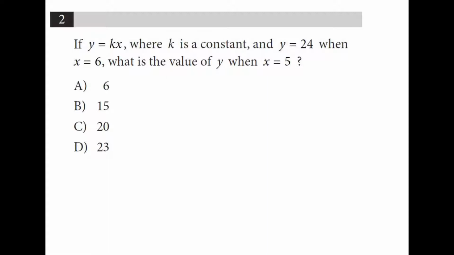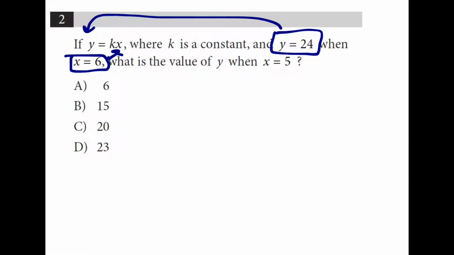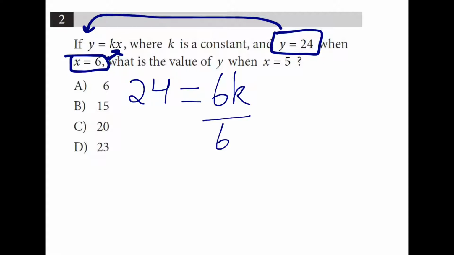Number 2. If y is equal to kx, where k is a constant, and y is equal to 24 when x is equal to 6, what is the value of y when x equals 5? So the first thing to notice is that we can substitute what y is equal to and what x is equal to into this original equation, and we get 24 is equal to 6k. This allows us to solve for k. When we divide by 6 on both sides, we're left with 4 is equal to k.